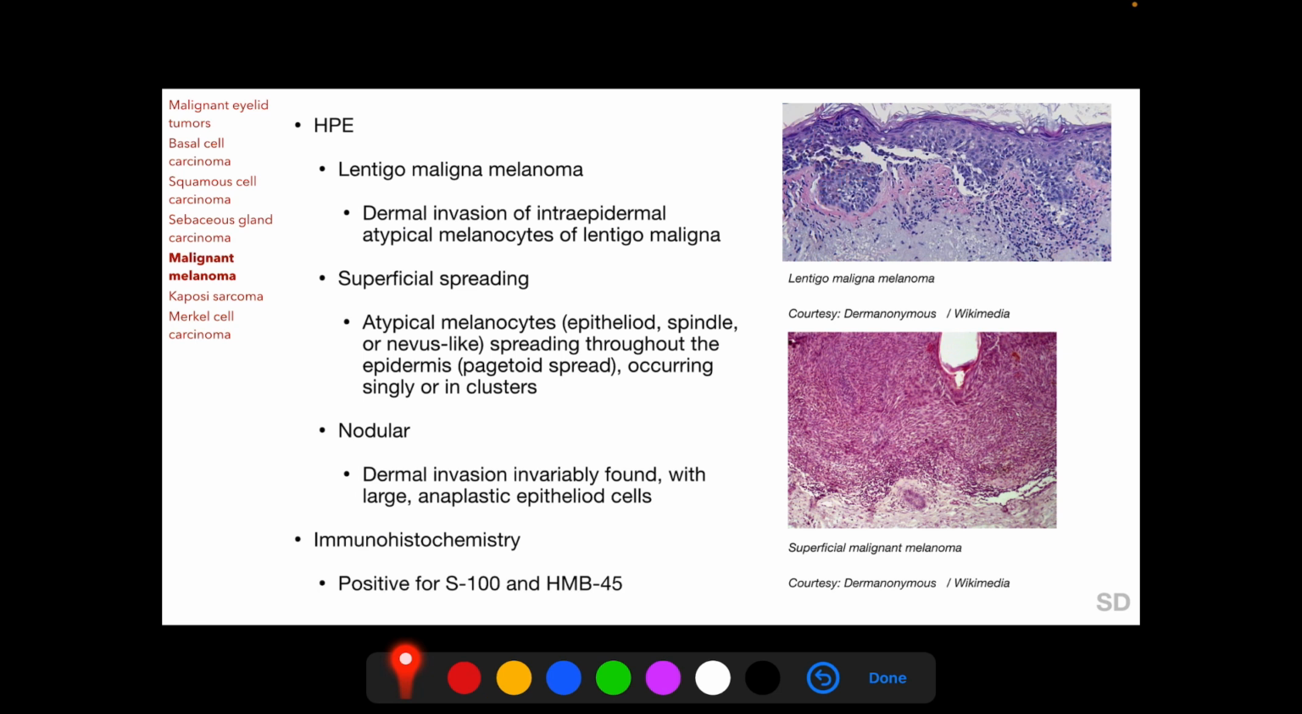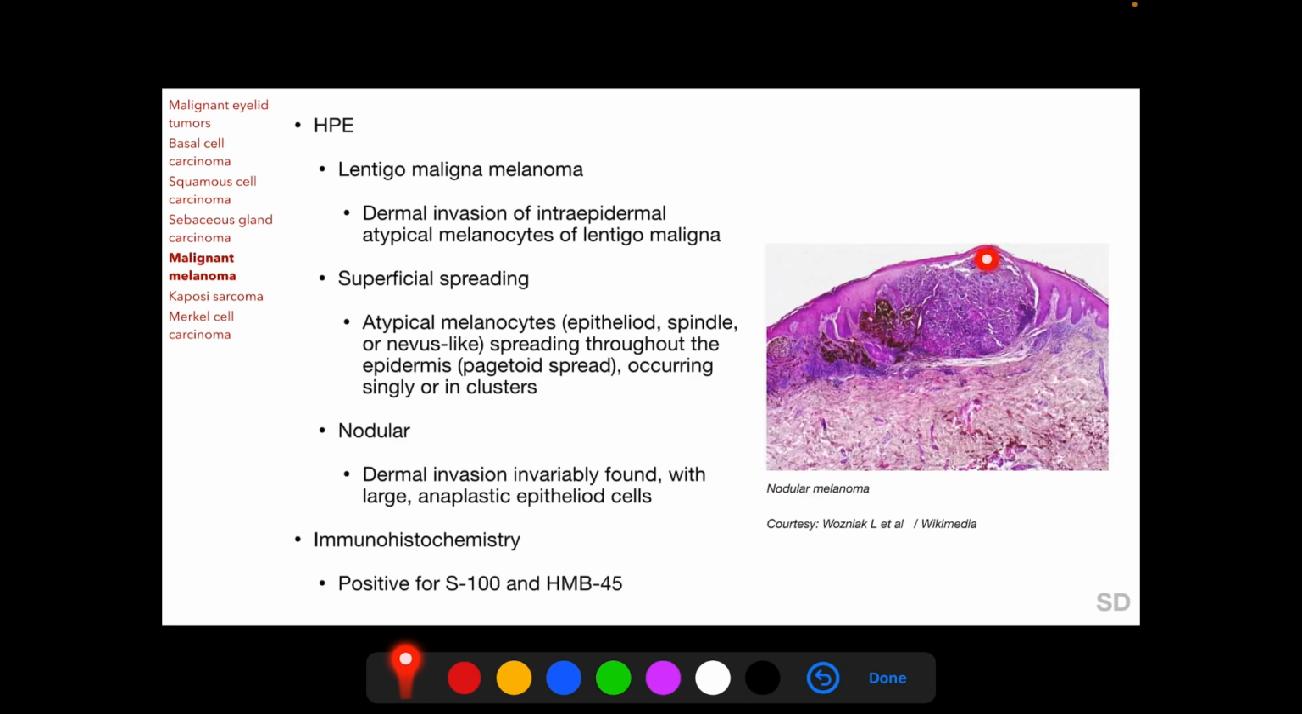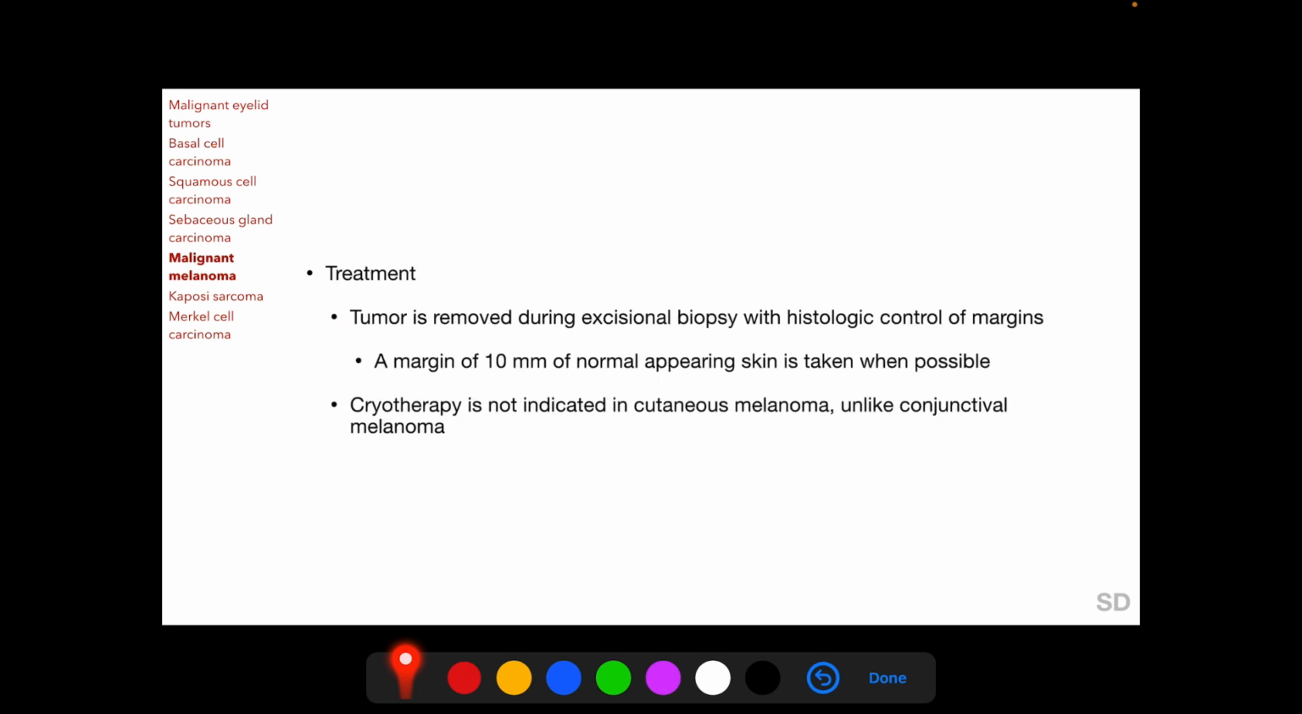And in the area where the lentigo maligna transforms into LMM, we find dermal invasion of the atypical melanocytes from the epidermis. In the superficial spreading type, we find atypical melanocytes spreading throughout the epidermis in a pagetoid fashion, and these cells occur either singly or in clusters. In nodular melanoma, dermal invasion is invariably present with large anaplastic epithelioid cells. On immunohistochemistry, malignant melanoma is positive for S100 and HMB45, HMB standing for human melanoma black.